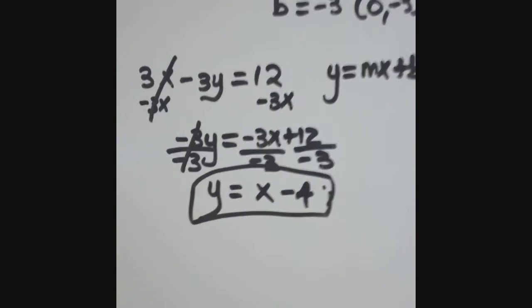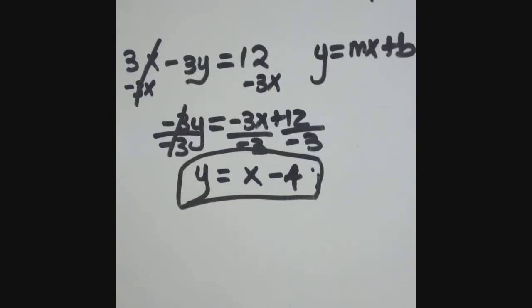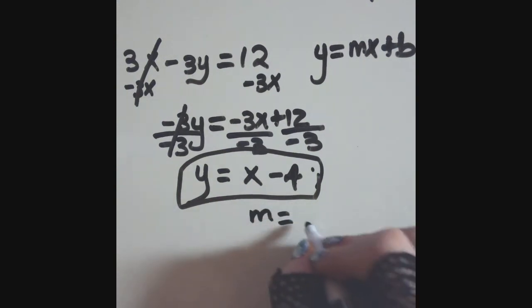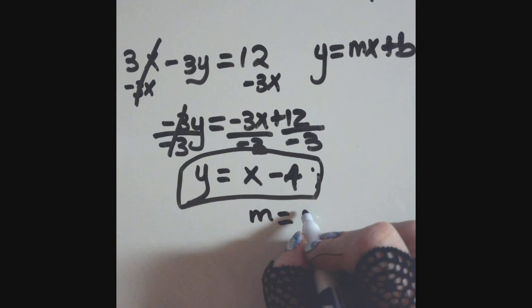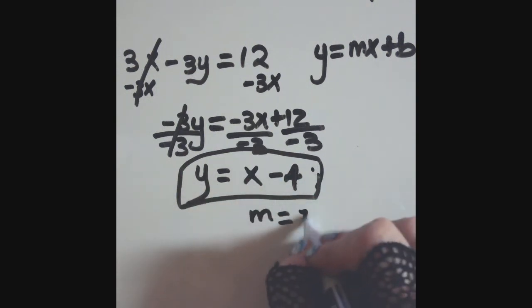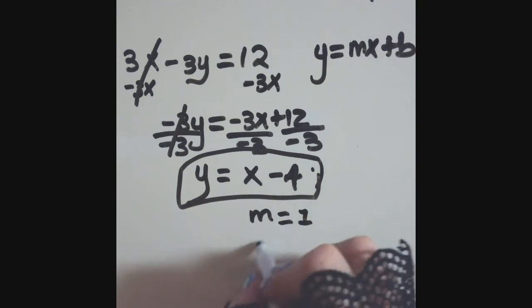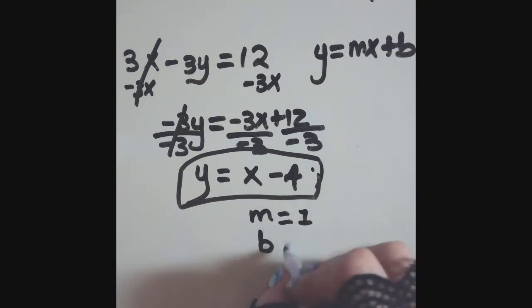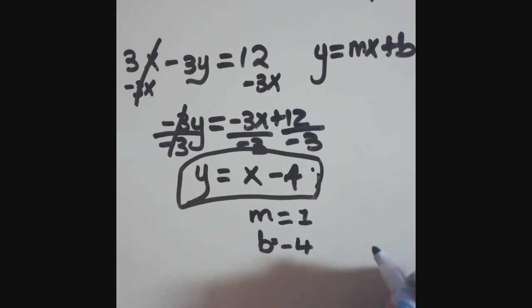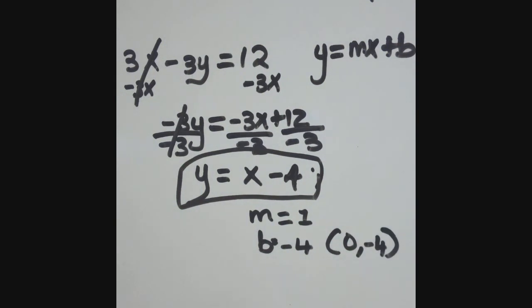So that's the first thing. But then we have to answer the question. It wants the slope and it wants the y-intercept. So here, the slope is going to be, what am I going to put? What number is considered in front of here? It's going to be a 1. So the slope is a positive 1. The y-intercept is negative 4. Okay. We put a little equal sign, negative 4. We can write it as an ordered pair, 0, negative 4, however you want to do it.